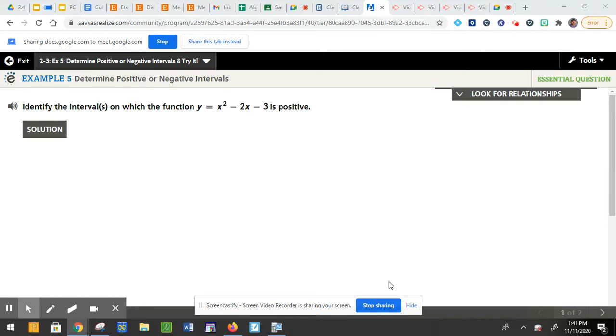This example is going to be looking, well, we're going to use the same strategy of factoring, but utilize it for different things. We're going to look at where the function's positive and where the function's negative. What that means is, let's do a little quick sketch here. Coordinate plane. All right. There you go. Let's say the parabola does this, right?